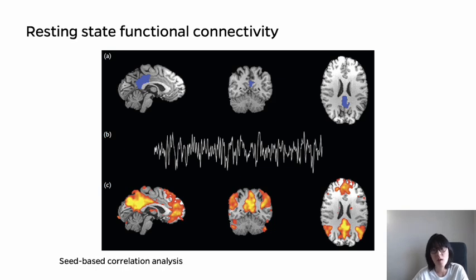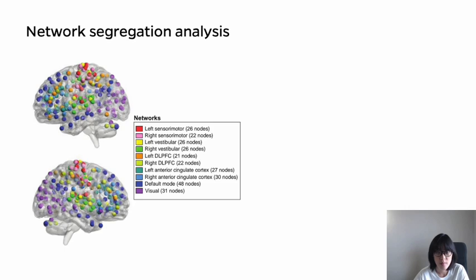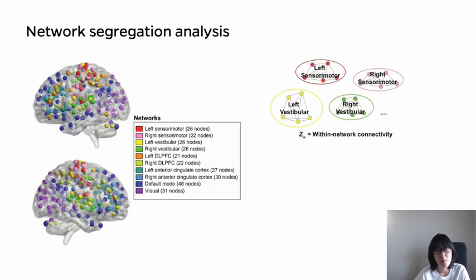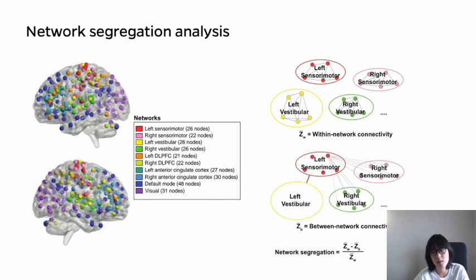So these seed-based methods are powerful and can inform us about the large-scale spatial organization of the human brain as a whole, but they don't fully address how connectivity is structured between different functional networks. So in this study, we are using network segregation analysis, which uses different functional networks identified by nodes. And a higher network segregation will mean stronger functional connectivity between brain regions within the same functional network, but weaker connectivity between the different functional networks.